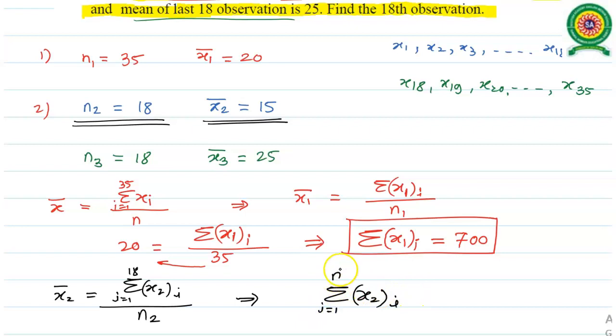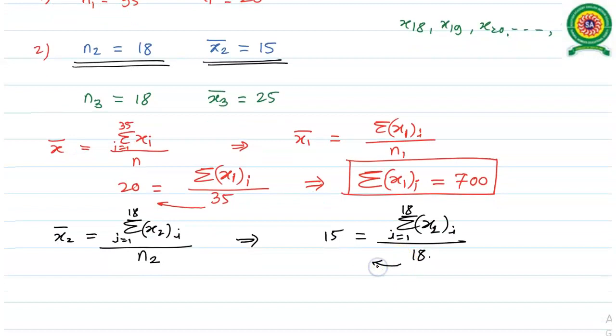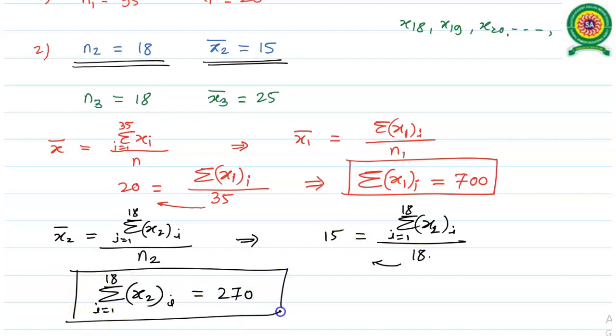So that implies the sum of the first 18 observations. Let's shift the n2 value, or we replace it first. The x2 bar we have been given is 15, which equals the sum of the first 18 observations, i goes from 1 to 18, divided by the total number of observations, that is 18. So shifting the 18 from RHS to LHS, the sum of the first 18 observations is 15 into 18, we have 270.